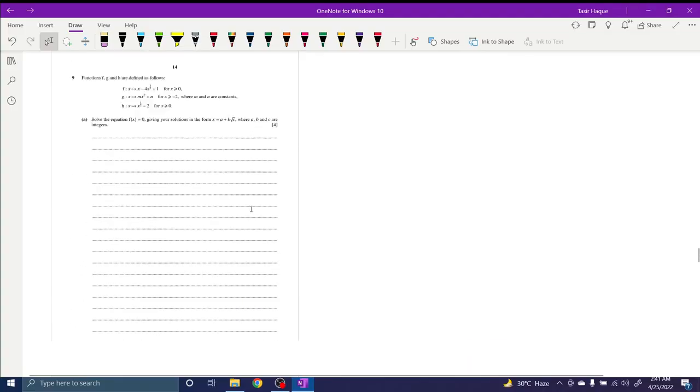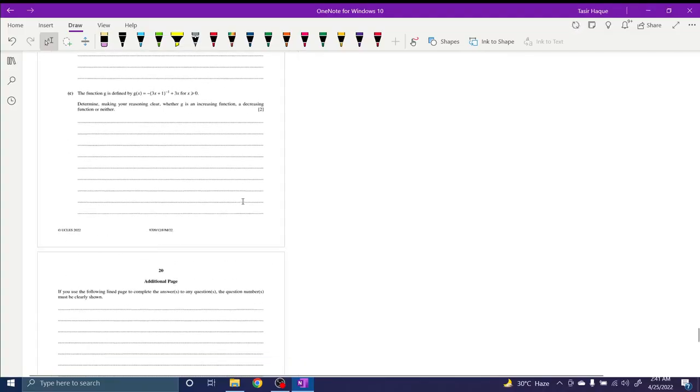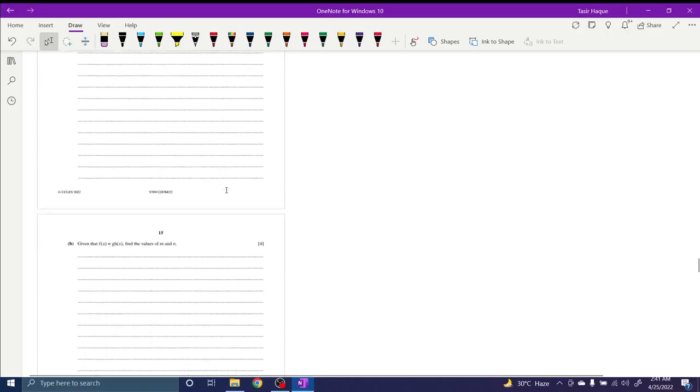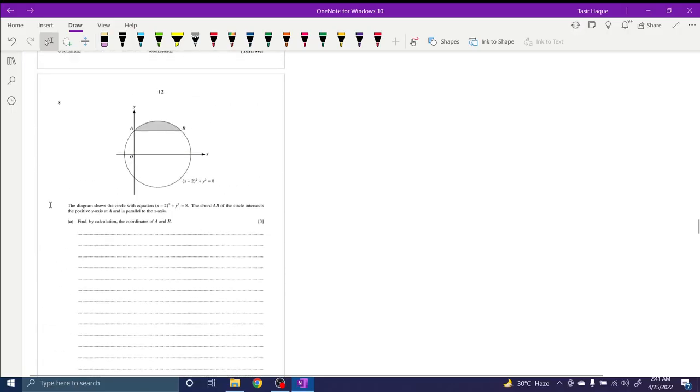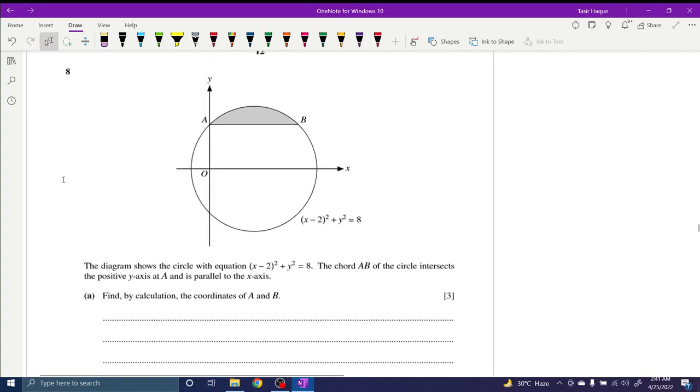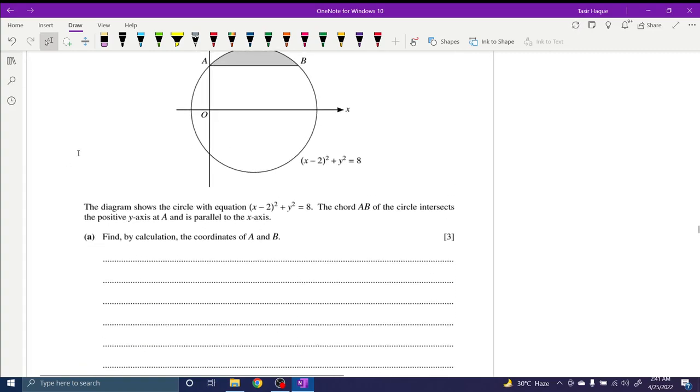How many are there in this question paper? 11 sums. Okay, so we have 8, 9, 10, 11. Okay. The diagram shows the circle with equation this. The chord AB intersects the positive. Find the coordinates of A and B.